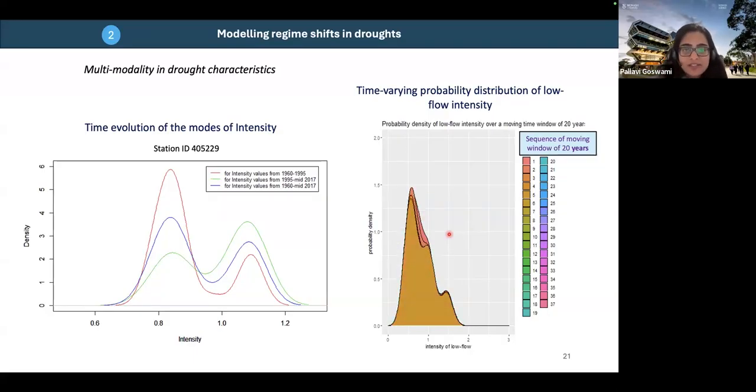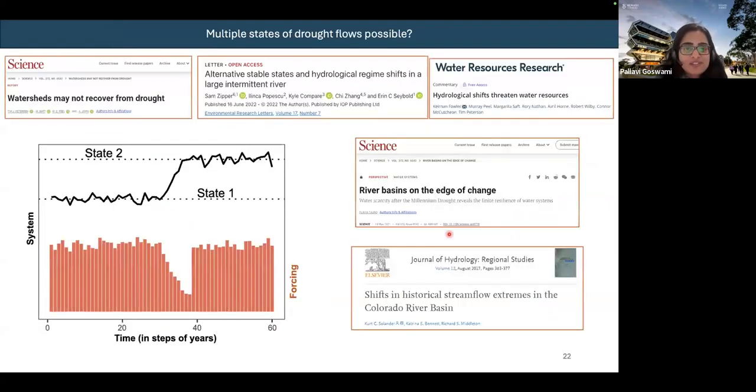So what this all hinted to is that maybe there are different states of intensities. And so then how do we model different states? One such approach that has been used previously, especially a recent paper that came up in Science, had used hidden Markov models. And so hidden Markov models can actually help to identify if there are different states.